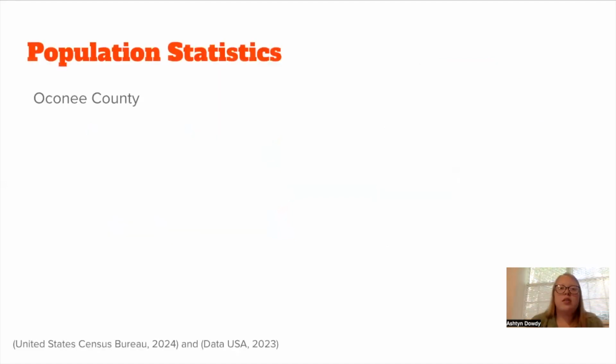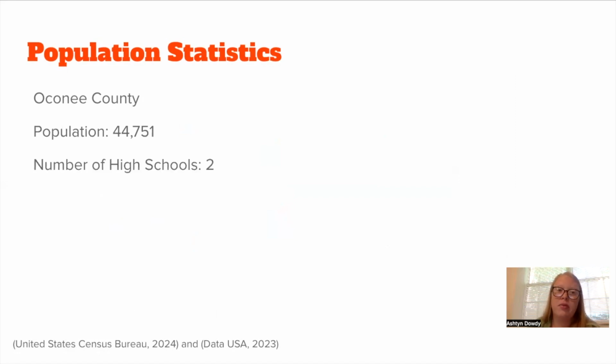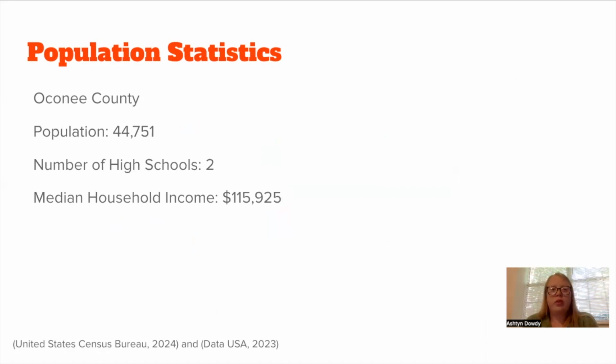So first off, population statistics. This is not school specific. This is just county specific in general. So if you're looking at Oconee County, their overall population is 44,000, almost 45,000. Number of high schools, there's 2 high schools in Oconee County. The median household income, this is where we start comparing data here, is 115,925. And when we say household income, that means everybody at the house, all the adults together combine their annual income there. Their poverty rate is at 6.08%.